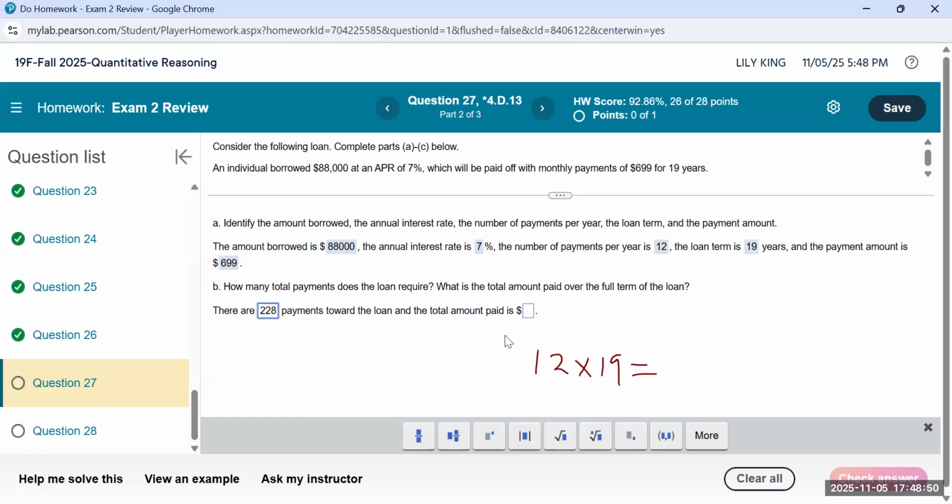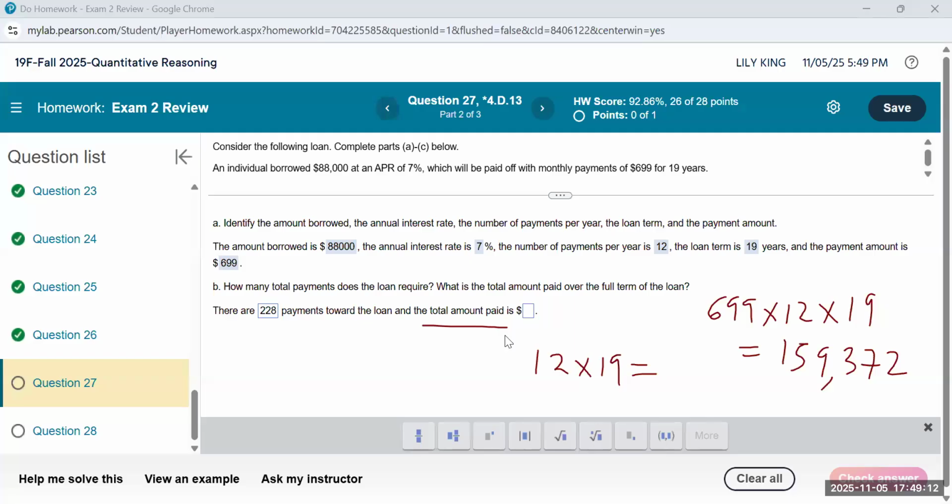And here we need to find the total amount paid. So this is the same as the total payback. If you're making a payment of $699 each month for 19 years, at the end of the loan term, this is how much you have paid back with interest: $159,372. You take the monthly payment and multiply by 228. So the total paid on the loan is the fixed payment times the number of payments.